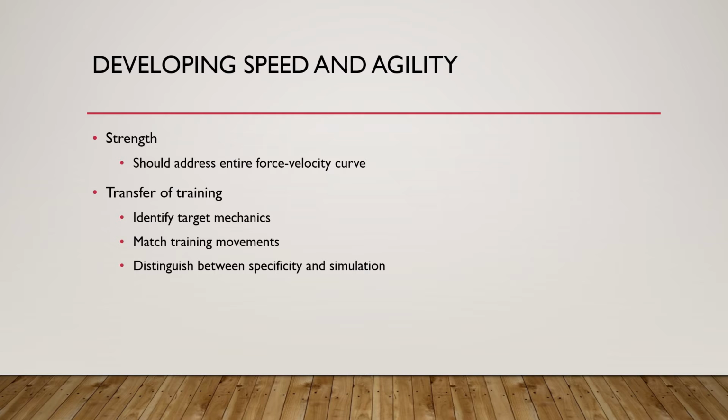We want to distinguish between specificity and simulation. So what does this mean? Certain things are going to be specific from a movement perspective, while a lot of other things are going to be simulated at game speed. Specificity could be doing a slow eccentric, which might mimic the movement pattern. It's specific to the movement pattern, but simulation really incorporates more of an appropriate, or matching, velocity.